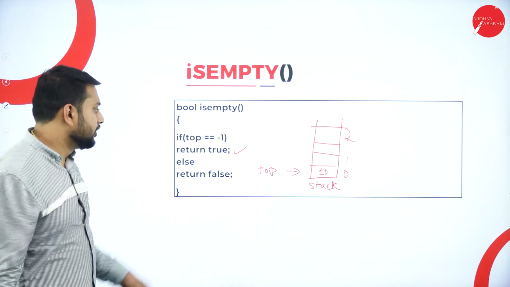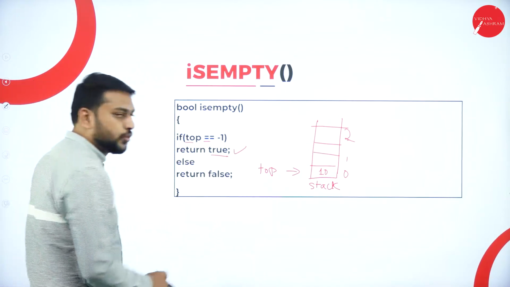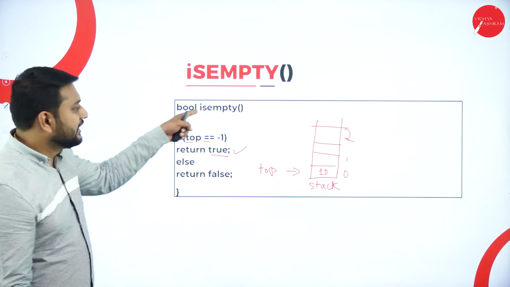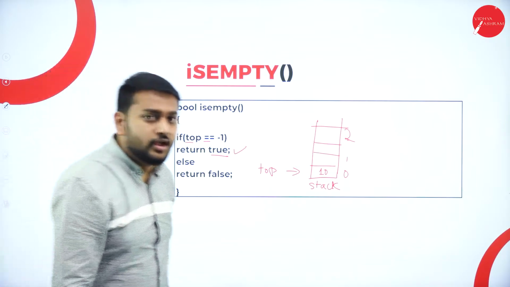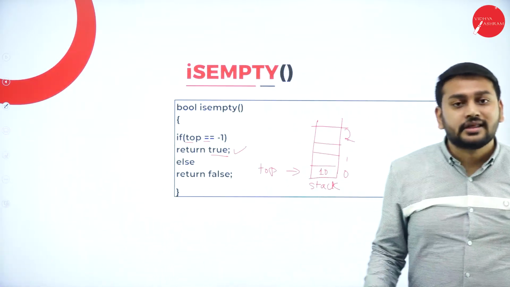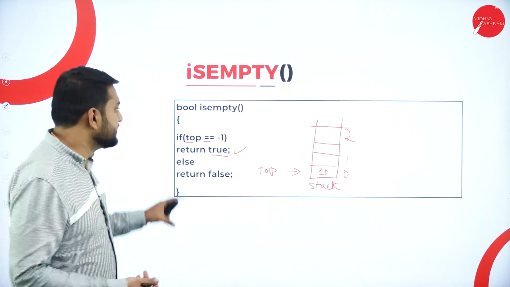So that's what we have here. If the top is equal to minus 1, then I will mention it as true. If it is true, then obviously isEmpty, in the sense my stack is empty. If it is false, my stack is not empty. That's what you need to remember at this point of time. Guys, hope this snippet is helping you to understand this function.